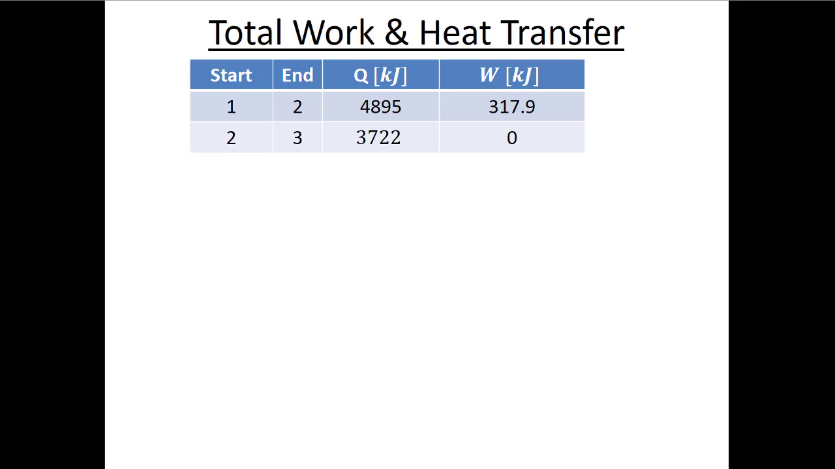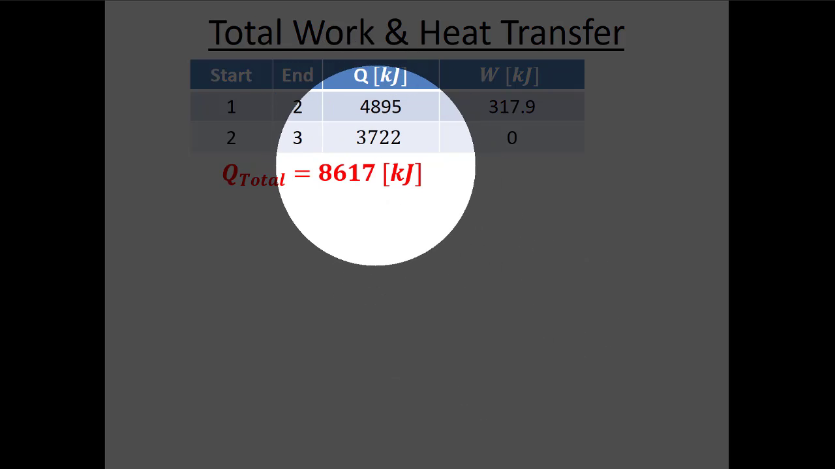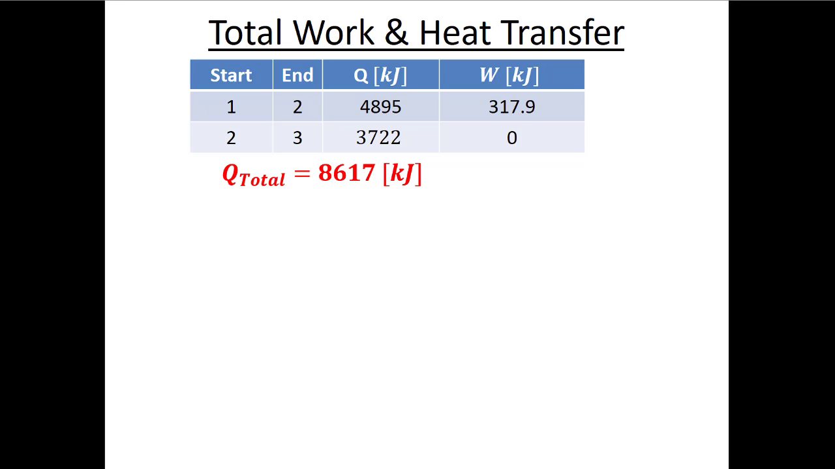So the problem actually asked me for the total heat, right? So I add these two numbers together and I get that the total heat is 8,617 kilojoules. The total work is really just the work from the first process because the work from the second process is 0. So that's 320 kilojoules. Notice in this case that the heat transfer is much higher than the work, right?